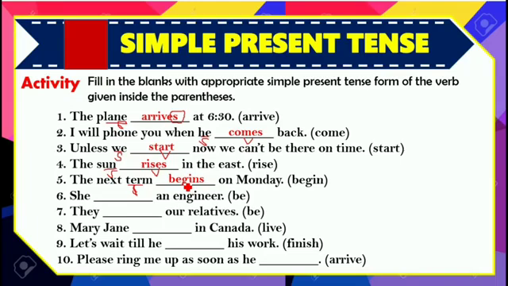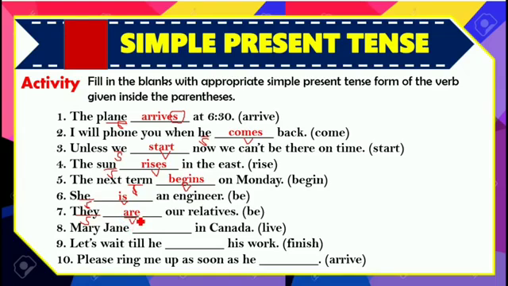Number 6, she blank an engineer. So what be verb are we going to use here? So what are again our be verbs in the present tense? It could either be is or are. So she is an engineer. She, of course, is singular. So we use a singular verb is. Another is number 7. They blank our relatives. So another be verb. Is it is or are? Of course, it should be are because our subject is plural, they. So we need a plural verb.